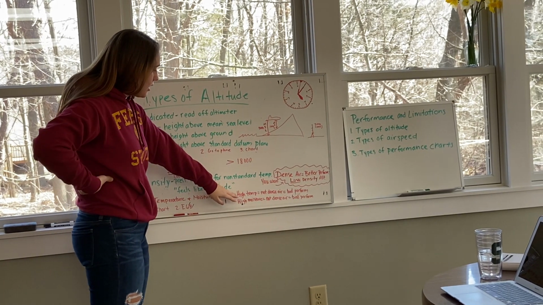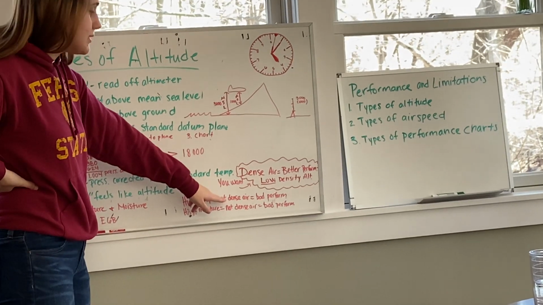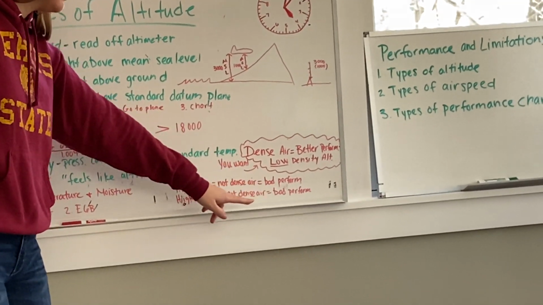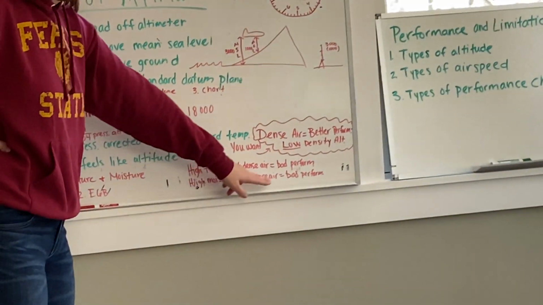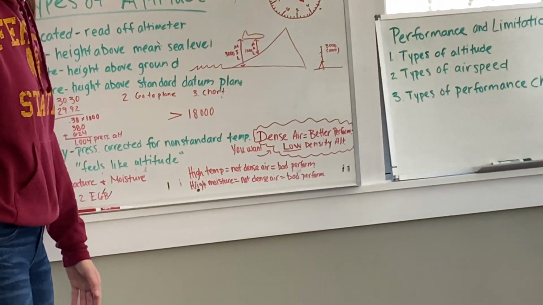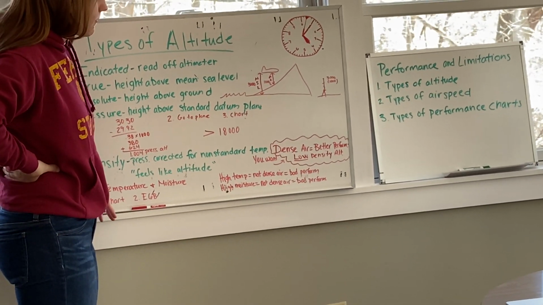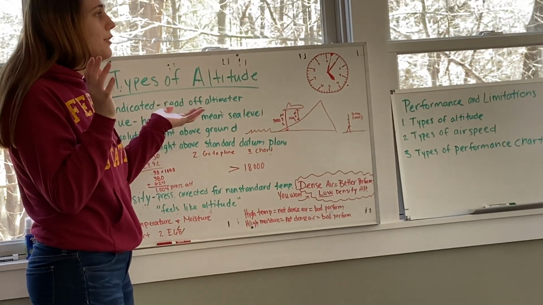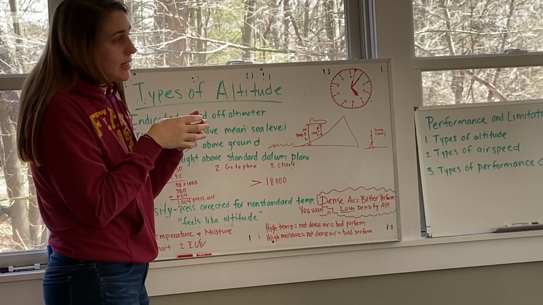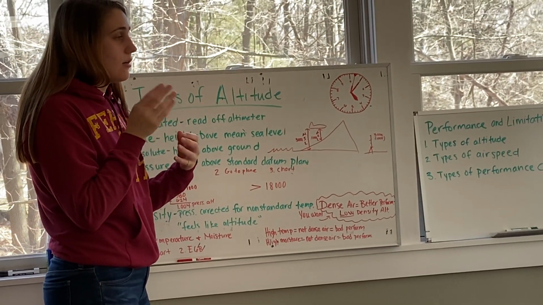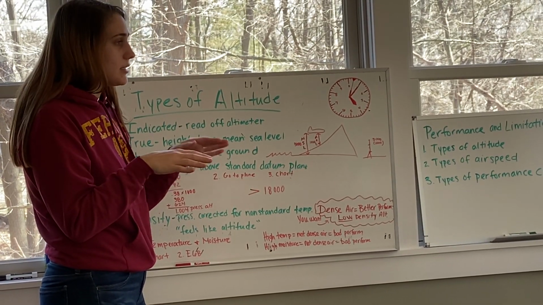So what I have over here: a high temperature gives you not dense air, which gives you bad performance. Same thing, high moisture will give you not dense air, which again will give you bad performance. When you're on the ground, that's where the pressure is going to be the most, and you're going to have the most dense air. As you go up in altitude, your pressure and air density will always decrease.